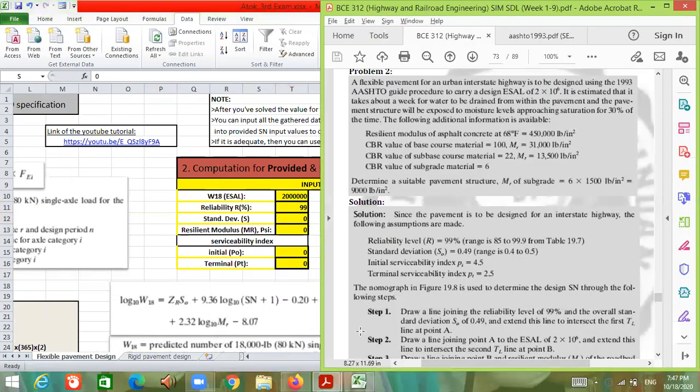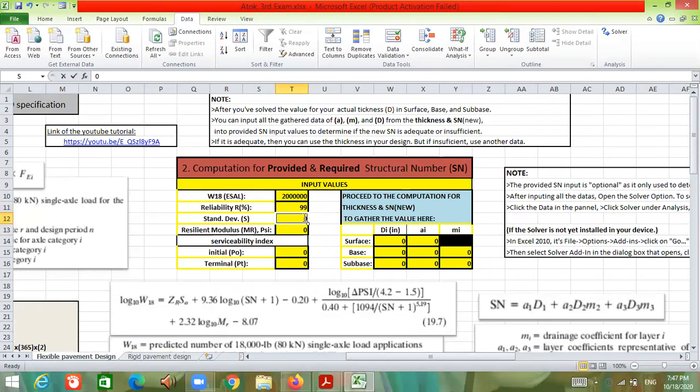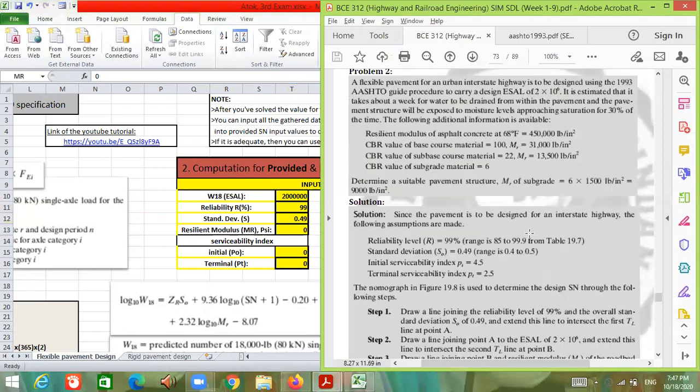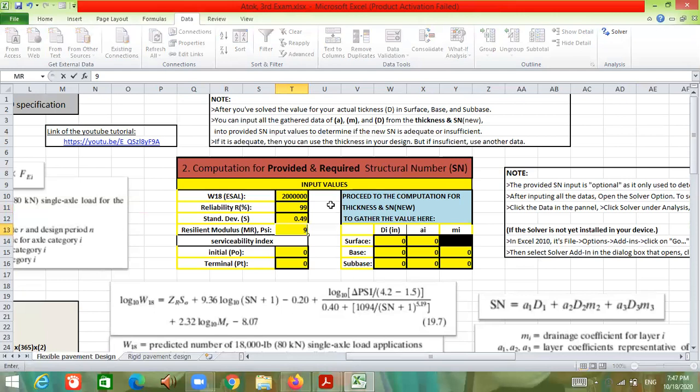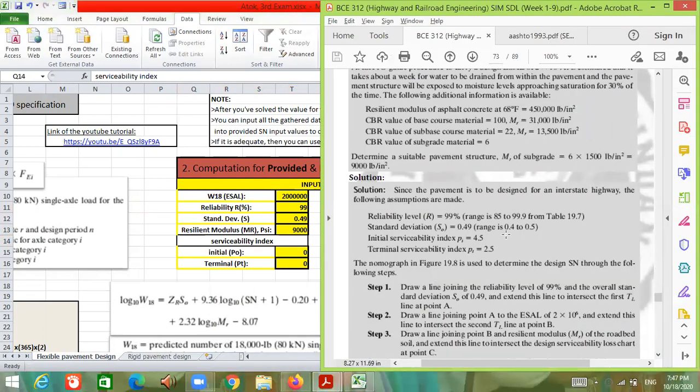And for our standard deviation here, the value is 0.49. And for our resilient modulus, or our MR, we are just going to input the value of our subgrade equals 6 times 1,500, since we are tasked to determine the suitable pavement structure basing on this given resilient modulus, which is 9,000. And in terms of our serviceability, initial and terminal, we got the values of 4.5 and 2.5 respectively.